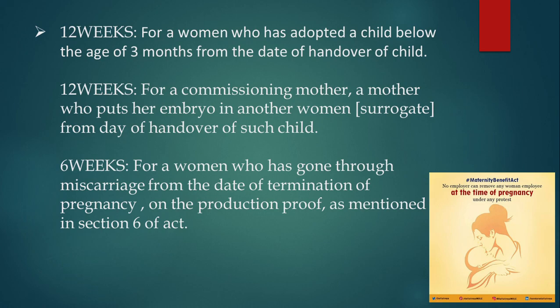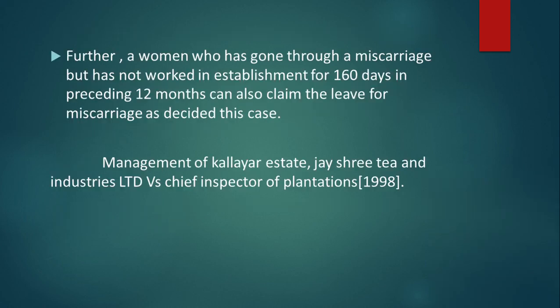12 weeks for a woman who adopted a child under the age of 3 months, from the date of handing over of the child. 12 weeks for the commissioning mother, and the mother who puts herself in another way as a surrogate, from the day of handover of the child. 6 weeks in the case of a miscarriage, from the date of termination of pregnancy, on production of proof as mentioned in section 6.